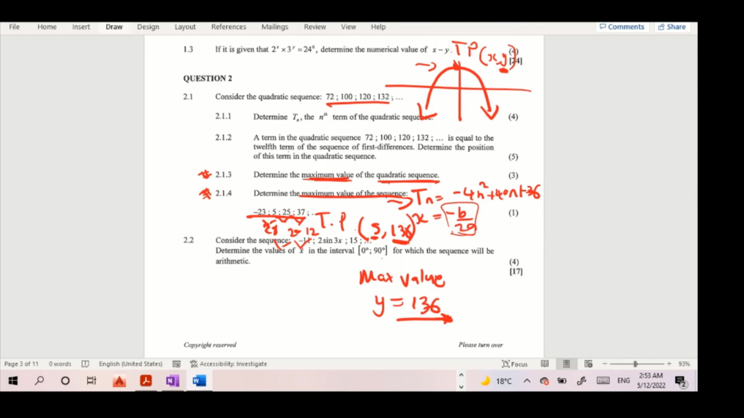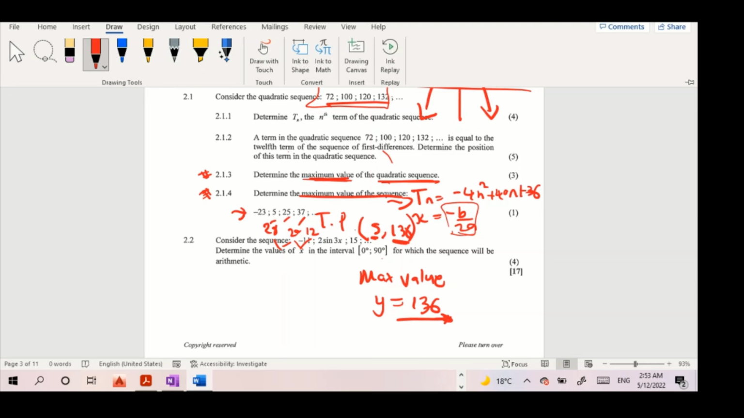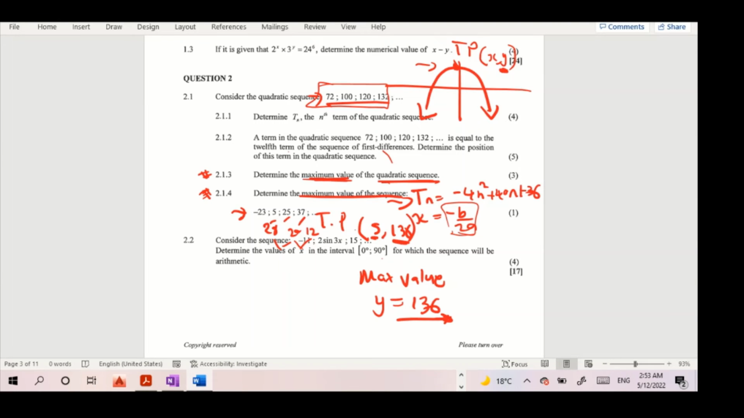So now we need to look at what's different between these two sequences. It's actually the first part of the sequence. It's this part that is different. If you find the difference between the first term of this sequence and the first term of this sequence, you're going to get 95. So 72 minus 23, you should get 95 actually. And even here it's 5, and if you subtract 100, you're going to get 95. So the difference between these two sequences is actually 95.